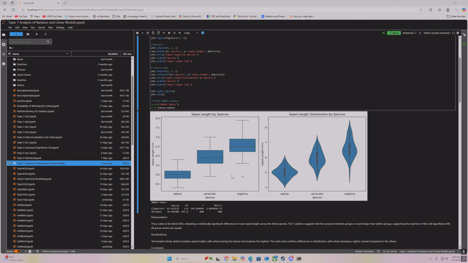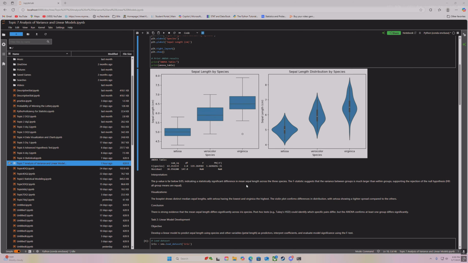The ANOVA results give an F statistic of 119.26 and a p-value of 1.6e, far below our 0.05. The violin plot confirms the distinct distribution of the setosa with a tight spread. This means that we're going to reject the null hypothesis, and there are significant differences in the sepal lengths across the species. The large F statistic indicates a strong group difference, suggesting species plays a key role in the sepal length variation.